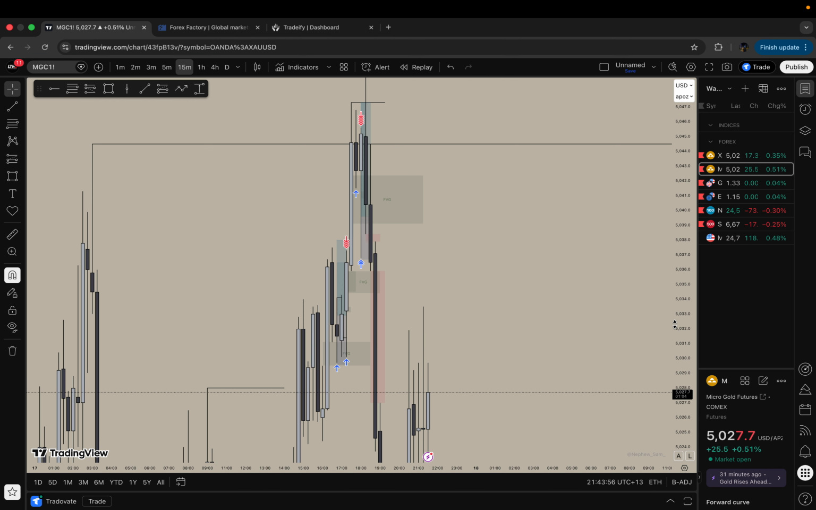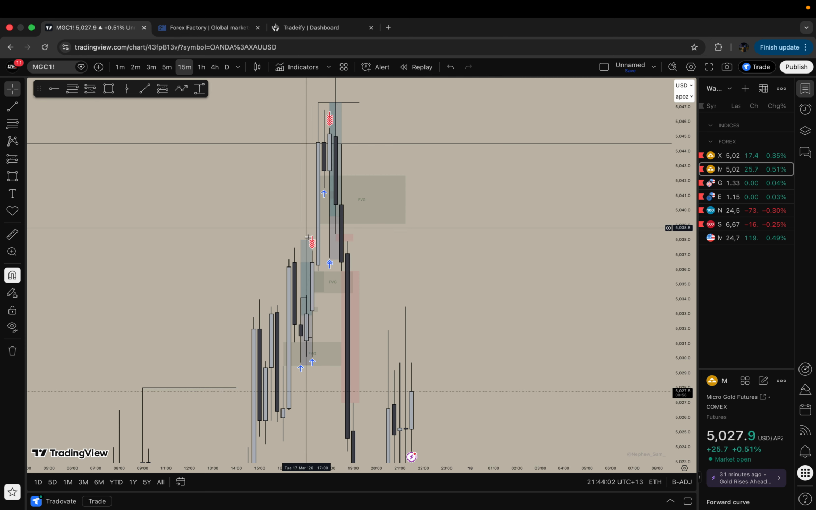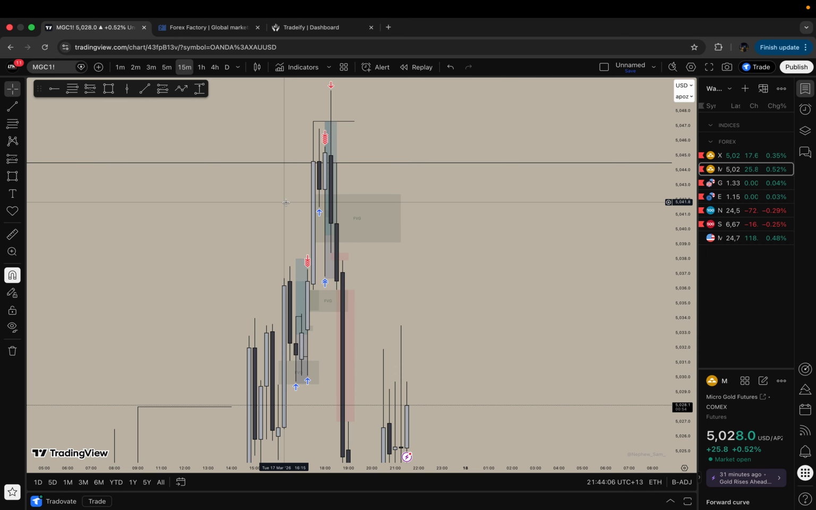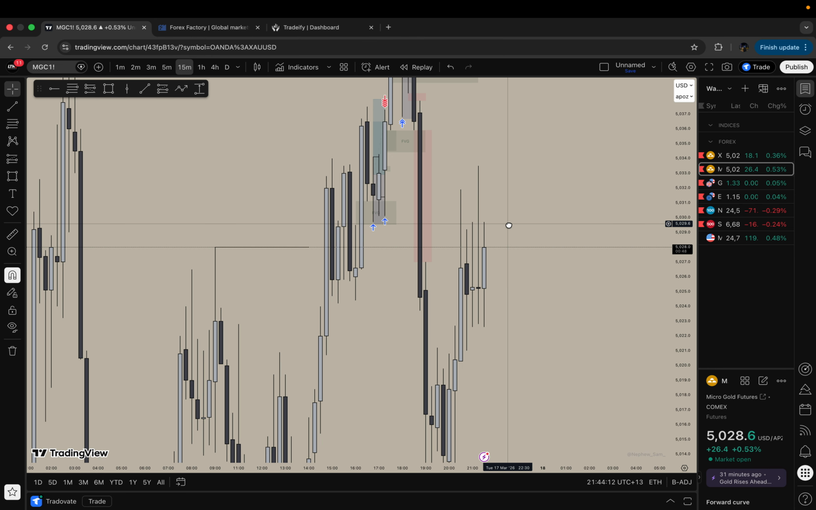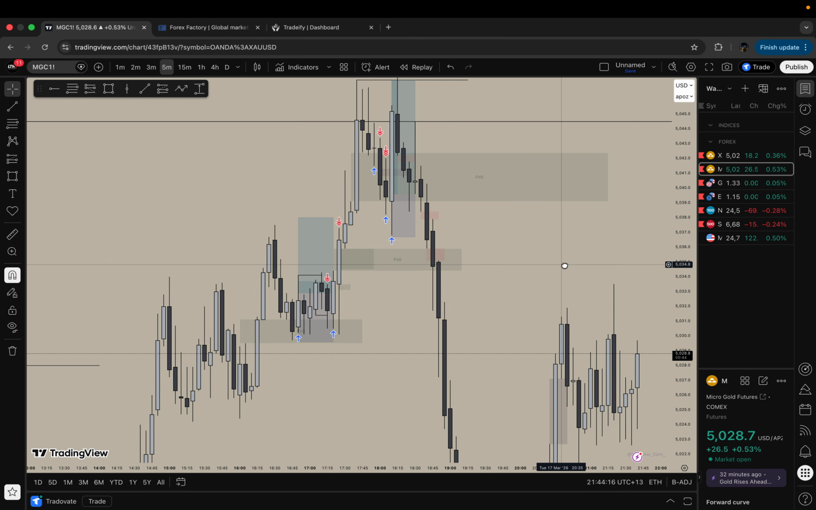We had a couple zones, but the one that was in mind was this 15-minute gap, which is right here, which price, after taking out these highs, we initially tapped into. So I'm like, okay, cool. We then drop down to the 5 minute.